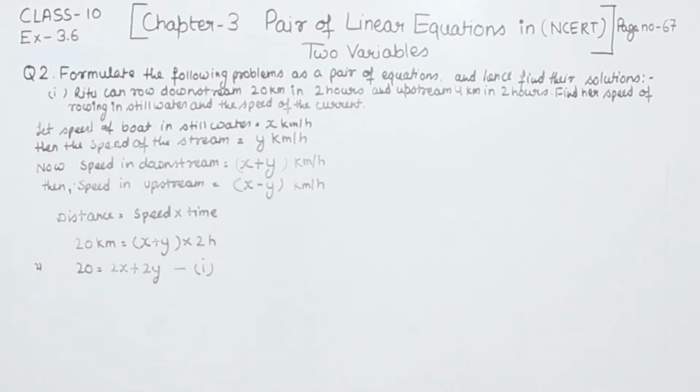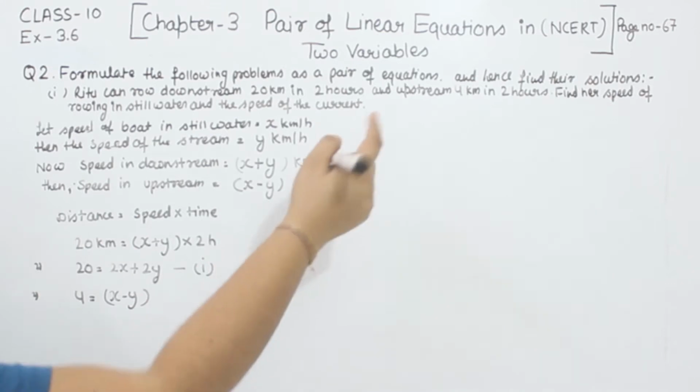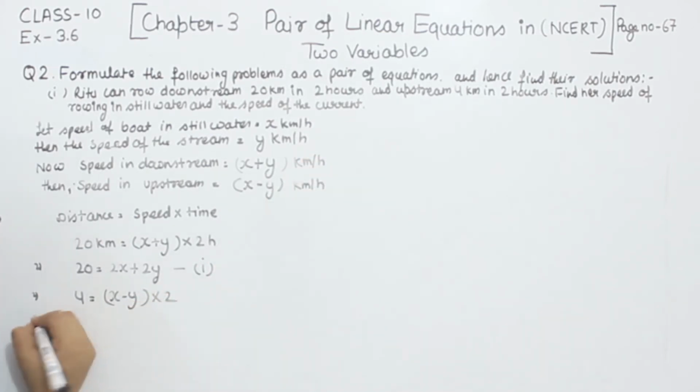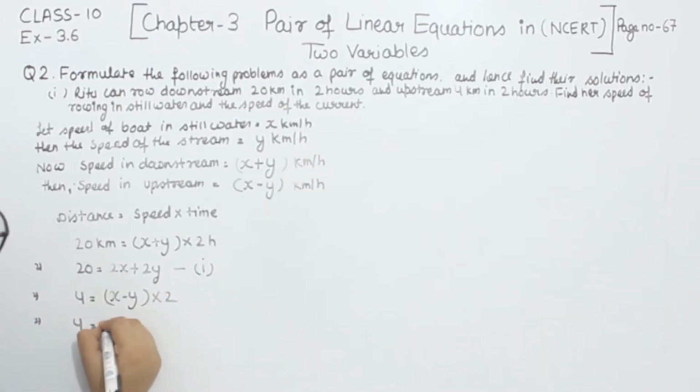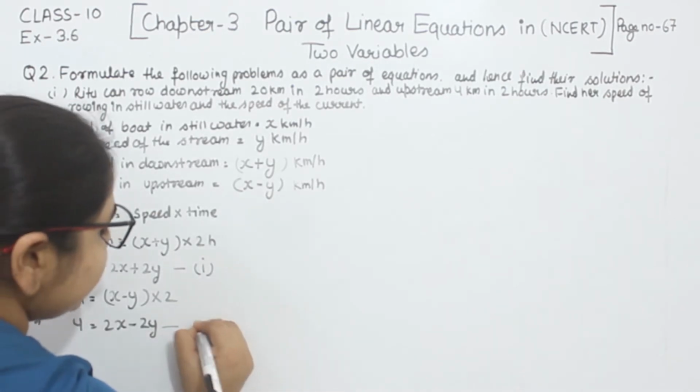Now comes to the next statement: upstream 4 km in 2 hours. So we are going to write here 4 km, and the speed, as this is the upstream, is x minus y, and it covers in 2 hours. So 4 is equal to 2x minus 2y. I am going to write this as equation number 2.